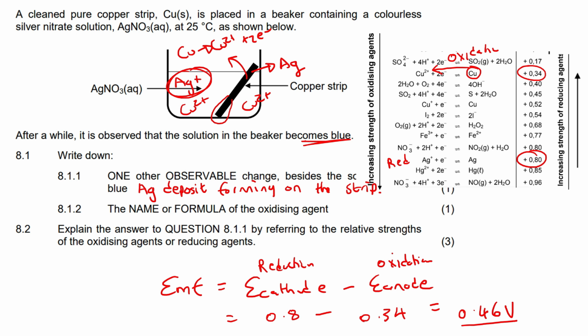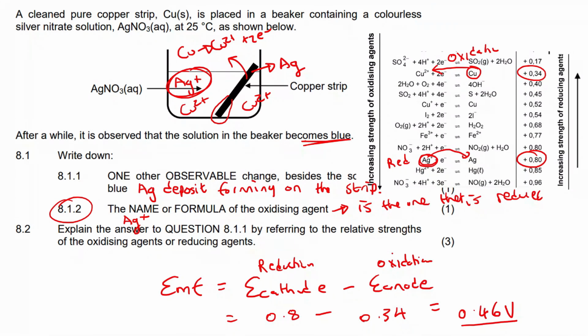Okay, nice, guys. Okay, now it says, what is the name or formula of the oxidizing agent? The oxidizing agent is the one that is reduced. So which of these is being reduced? Well, here's the reduction reaction. So which substance is being reduced? Is it this one? No, that's the product. This is the thing that is reduced to become the product. So the name is going to be silver ion, or you could just say Ag+.